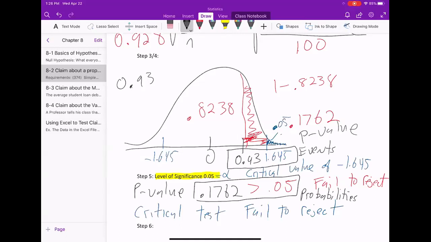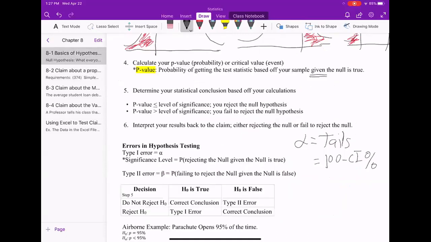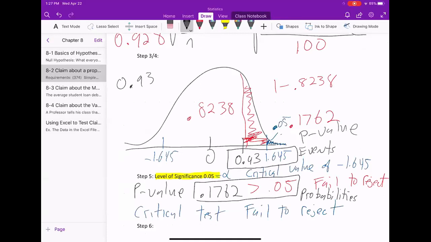So which method you use, completely up to you. They both should give you the same results. I prefer the p-value method because the p-value method is one set of rules and always one set of rules. P-value is less than your level of significance, you reject the null. Your p-value is greater than your level of significance, you fail to reject the null. If you like the critical value test, then draw your picture, color your two different tails, and figure out where your numbers lie.